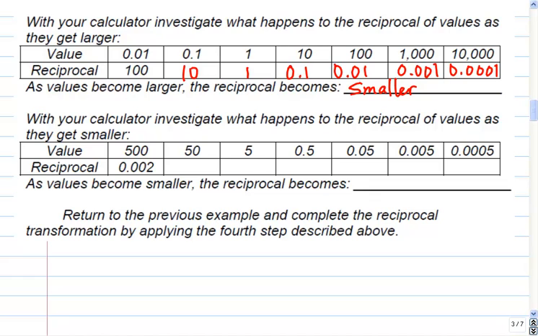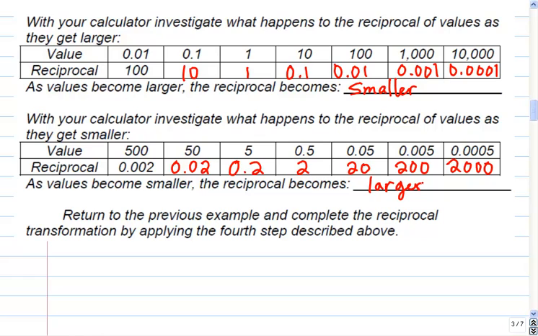So let's take a look at this time as values become smaller. Does anybody know what 50's reciprocal is? 0.02. Yeah, if you can follow the pattern. How about 5? 0.2. Yeah. So here's where we end up. As the values become very, very small, the reciprocal becomes larger. Totally massive. In some cases, as big as you want it to be.